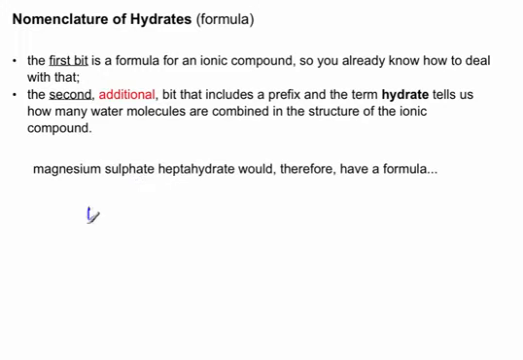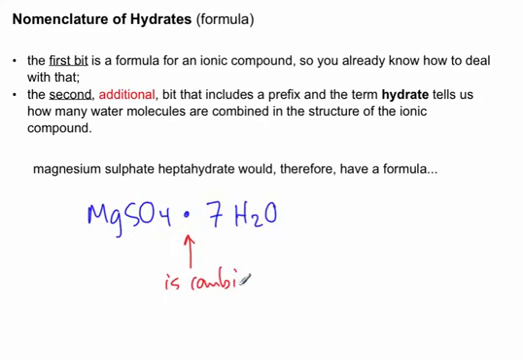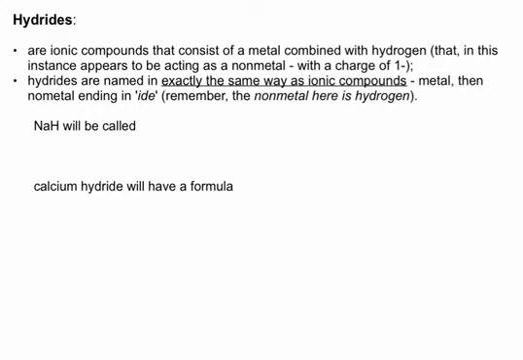So magnesium sulfate, MgSO4, is magnesium sulfate. And so we have this little dot, heptahydrate, 7H2O. And we include this little dot as part of the formula. So you need that there, and that just says magnesium sulfate is combined with 7 waters. Okay, so that's hydrates. Pretty straightforward.